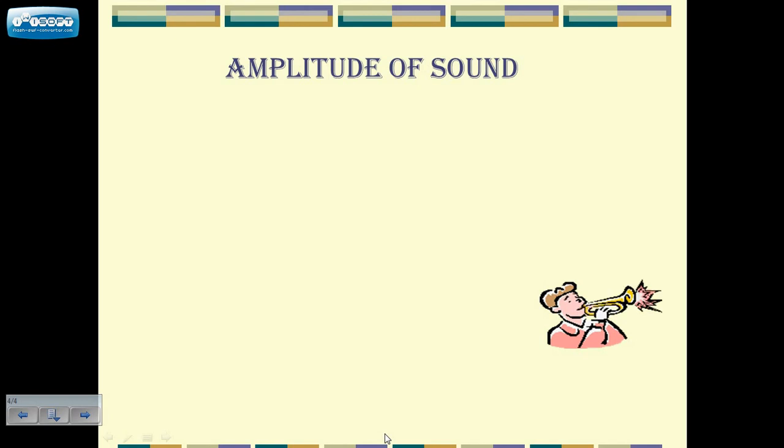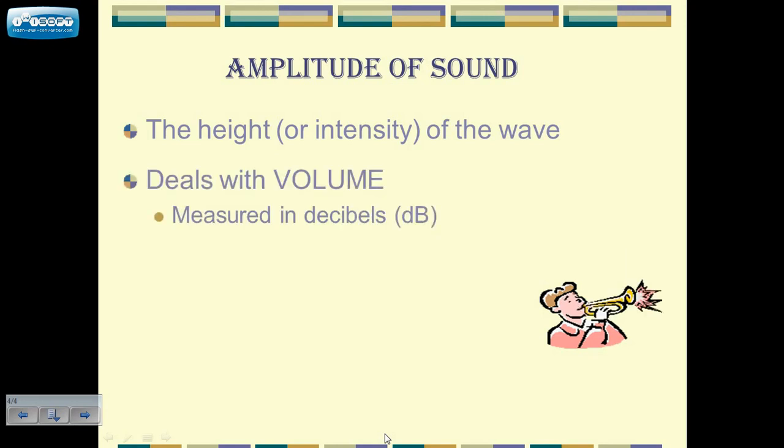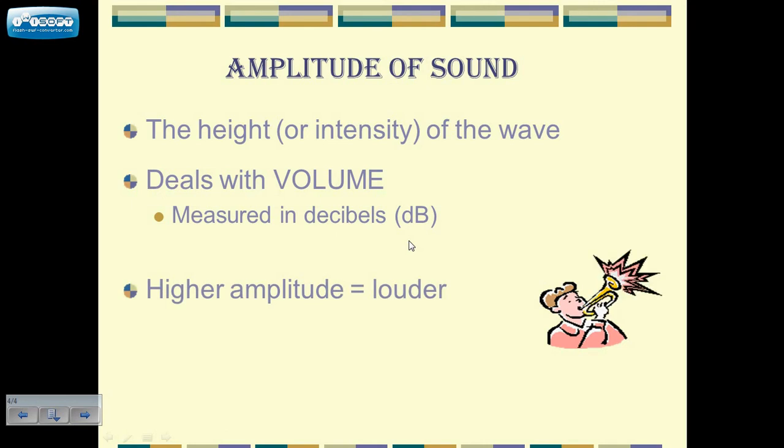And finally, amplitude. Amplitude, from review of last unit, is the height of the wave, or here we can also call it the intensity. So height or intensity of the wave. Amplitude deals with volume, so how loud or soft the sound wave is. Volume is measured in decibels, which is denoted by little d, big B, so dB for decibels. A higher amplitude makes a louder sound, and a lower amplitude makes a quieter sound.